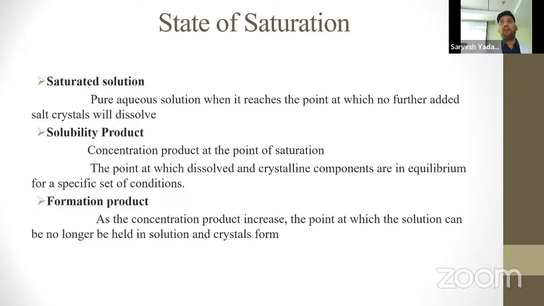Solubility product. Concentration product at the point of saturation, the point at which dissolved and crystalline components are in equilibrium for a specific set of conditions. Formation product. As the concentration product increases, the point at which the solution can no longer be held in solution and crystals form is called the formation product.